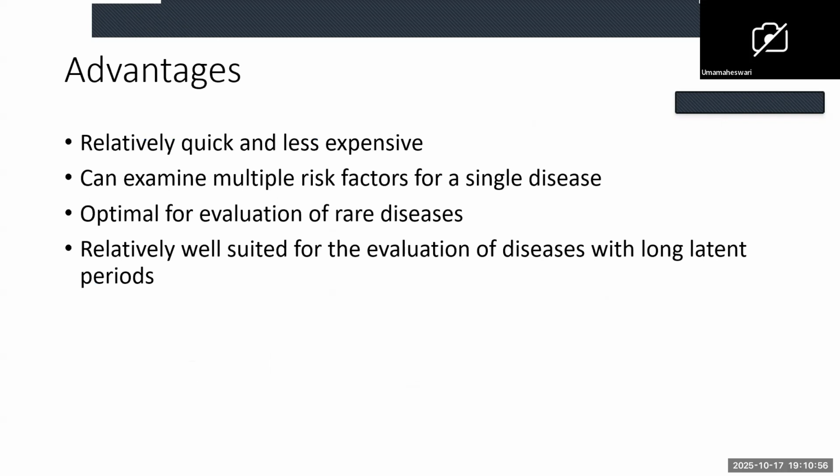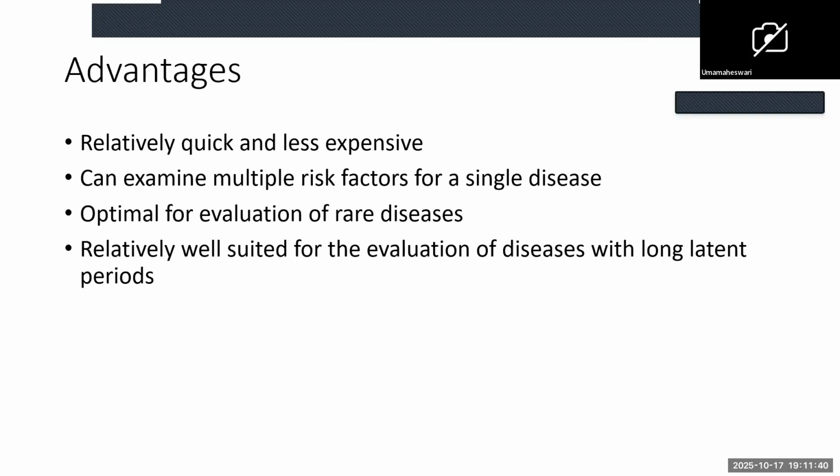The advantage is that it is relatively easier to carry out, because taking exposed and non-exposed and following them for development of disease in a cohort study takes a longer period. Here you're already starting with the diseased individual, so it is relatively easy to carry out and less expensive. When the disease has already developed, you can ask about multiple risk factors for a single disease. Whether it is lung cancer, smoking, any occupational exposure, any alcohol, all these risk factors you can ask about. So multiple risk factors can be elicited for a single disease.